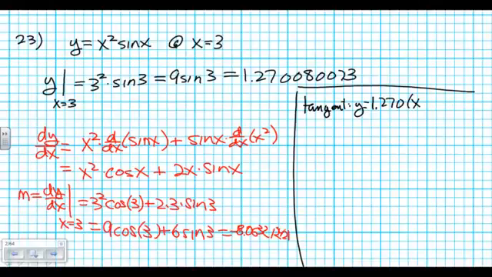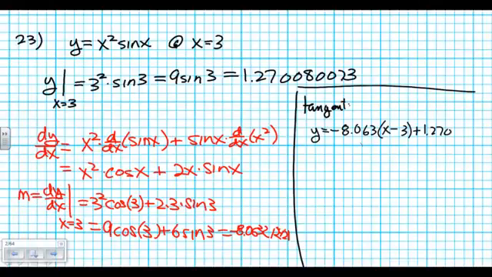That's not the slope. That's the y value. That's the y value. Good catch. It happens. There we go. Negative 806 3 times x minus 3 plus 1.270. If you want an estimate of the answer, that's a reasonable estimate.